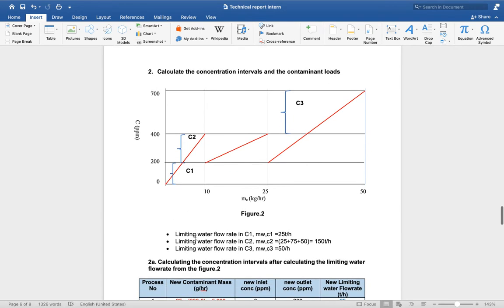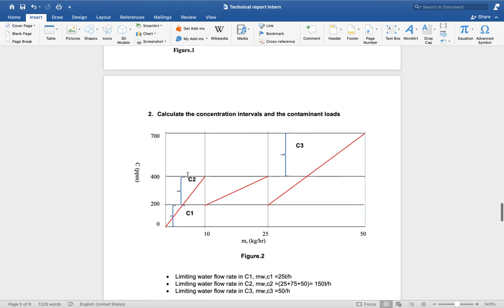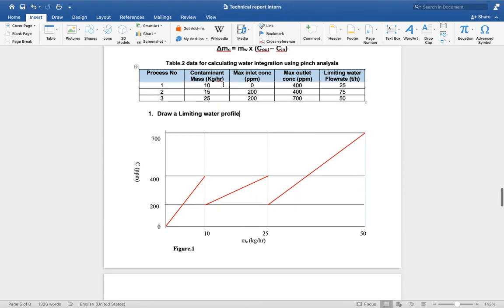Firstly, we have to calculate the limiting water flow rate. If we observe the values, we separated them: from here to here will be C1, from here to here it is C2, and this is C3. When we calculate the limiting water flow rate for C1, the flow rate is only 25 tons per hour. When you observe the first lines, from here to here, the limiting water flow rate is 25. From here to here, the same value of 25 carries over.